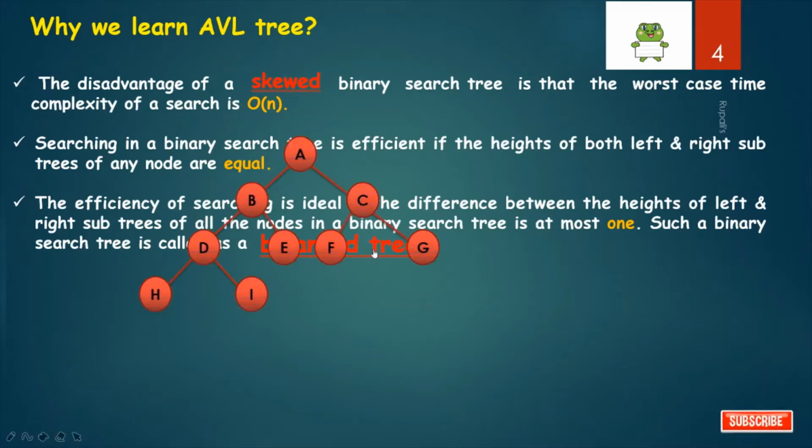What is a balanced tree? When the difference between the heights of the left subtree and right subtree is at most 1. See, this is a balanced tree. The difference between the heights of the left subtree and right subtree is 1.